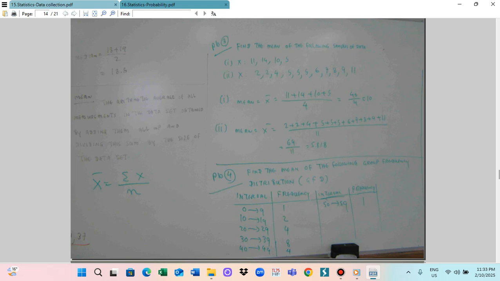Okay, mean is the way that we find the average. For this, you have to add all the numbers: 1, 2, 3, 4, 5, 6, 7, 8, 9, 10, 11. So 11 divided by 11, so that will be the mean.